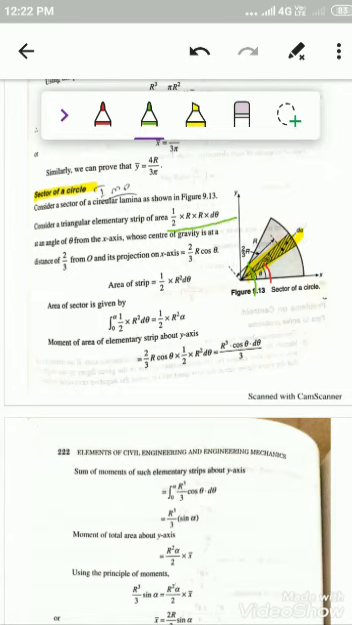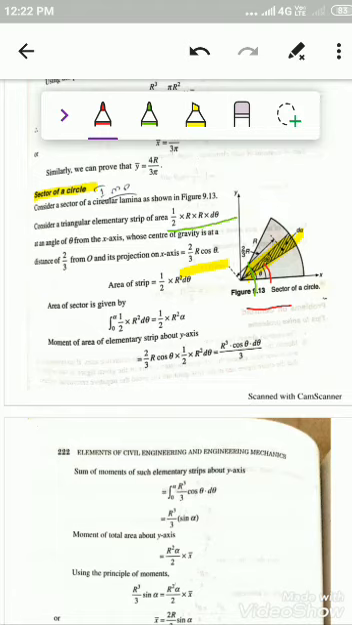Then the projection in the x direction is 2/3 into r cos theta. This is the x projection, that is, this distance, the x bar distance, is 2/3 of r into cos theta. And if you want to calculate the y bar distance, then it is different.